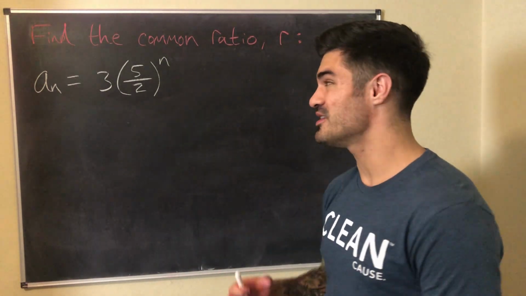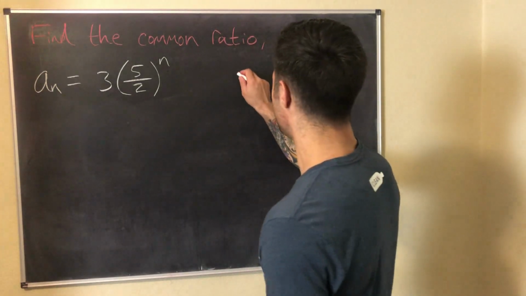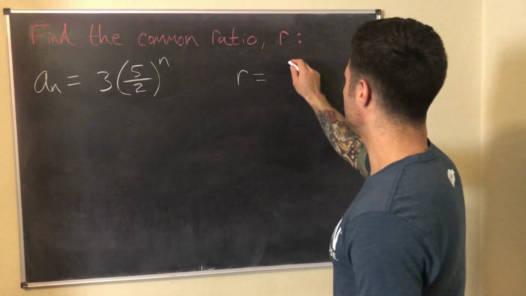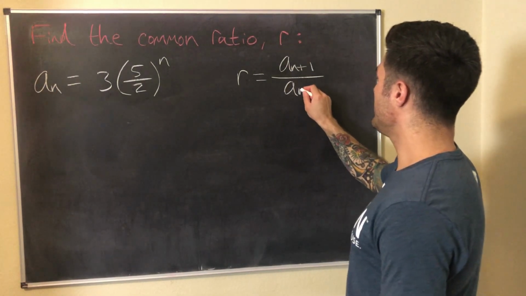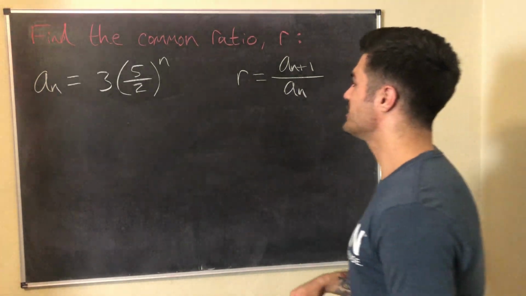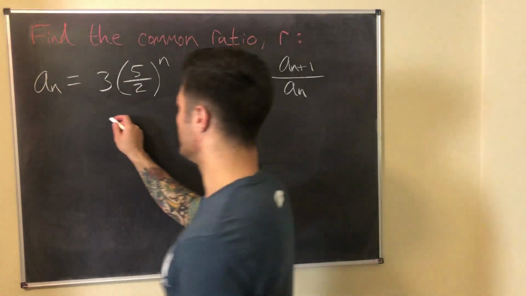And if that's what you're thinking, then that's good. That means you have a really good intuition around this already, right? But we're going to prove that it is indeed 5/2. We're going to look at a_(n+1) over a_n. That's our common ratio, right? So a_(n+1) is just, instead of n here, we have n plus 1, right?